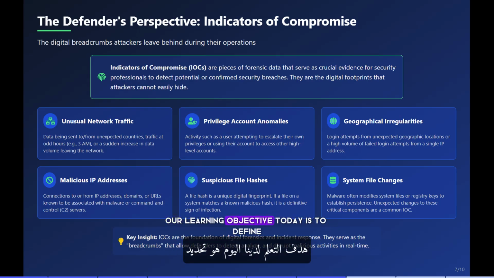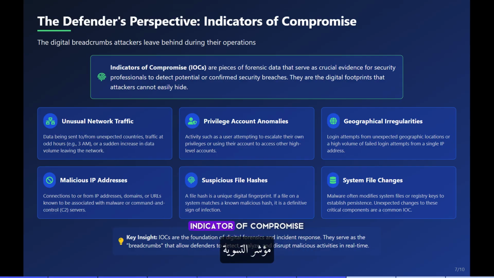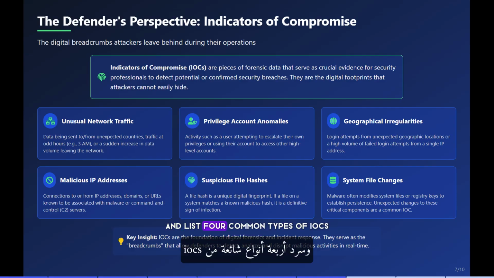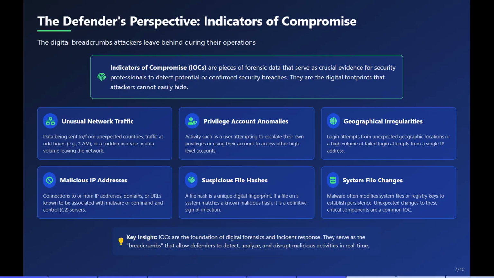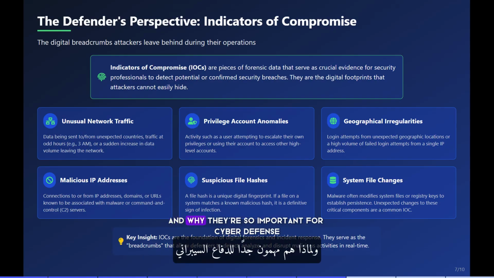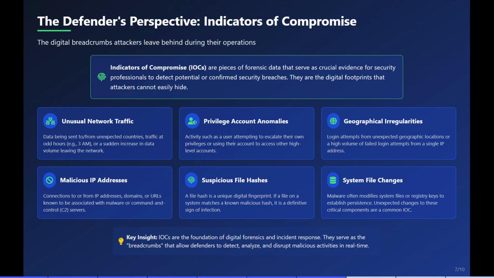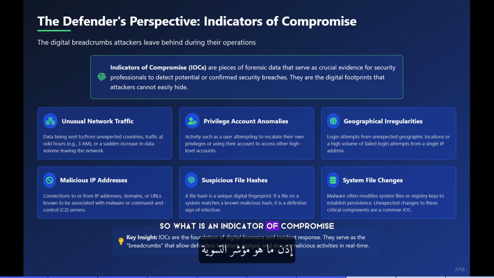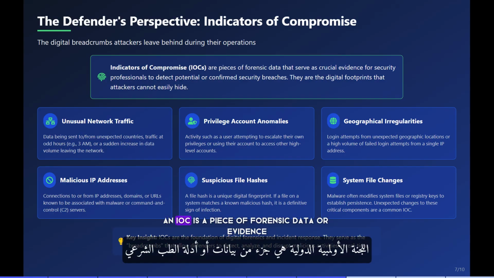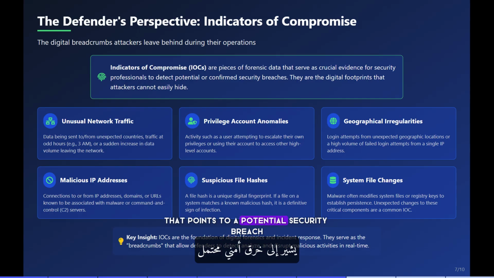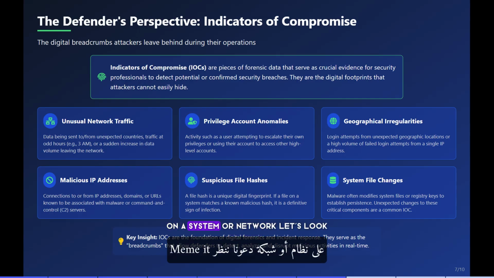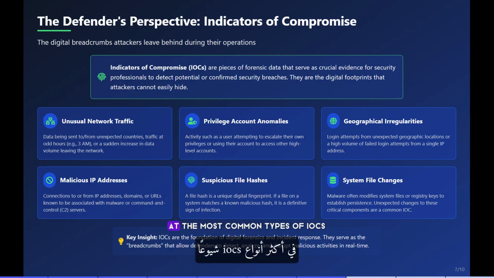Our learning objective today is to define indicator of compromise and list 4 common types of IOCs. We'll cover what they are and why they're so important for cyber defense. So what is an indicator of compromise? An IOC is a piece of forensic data or evidence that points to a potential security breach on a system or network. Let's look at the most common types of IOCs.